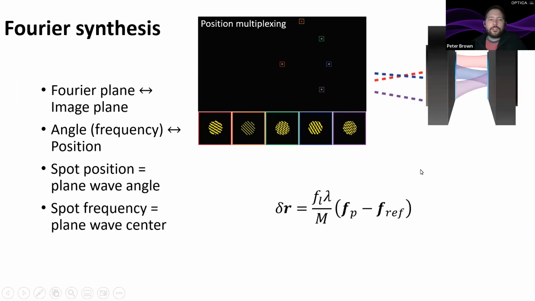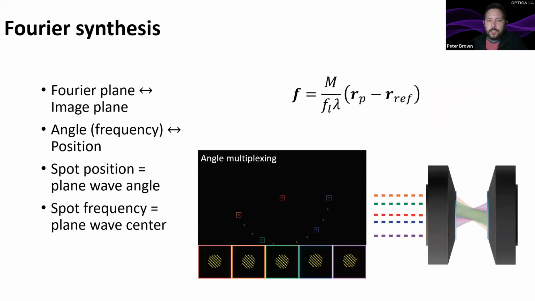So using this approach, we're able to realize 2 distinct types of multiplexing. One is we can multiplex plane waves that have different positions in the imaging plane to expand our field of view. And we can do this by using several different spots on the DMD that have different carrier frequencies, as the angle or frequency of a pattern in the Fourier plane will map to the position in the imaging plane.